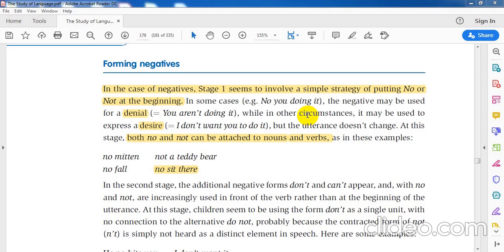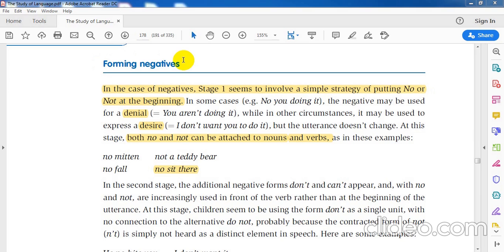As we stated, or as the book stated previously, with the development of the question formation, it's also important to have a look at the formation of the negatives this time. Now, the formation of negatives falls in the same three stages that we previously talked about.